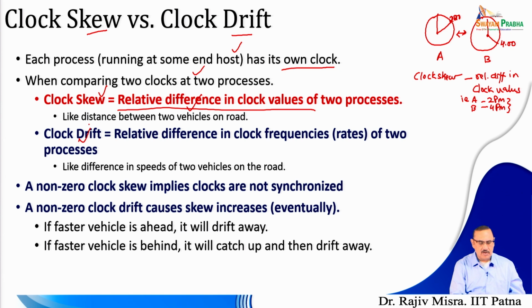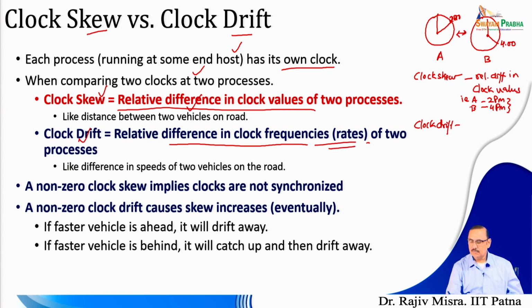Now, another concept is called clock drift, that is the relative difference in the clock frequency, the rate, of the two processes. So, clock drift says the relative difference of the clock frequencies, that is the rate. So, these two concepts are there in clock synchronization.